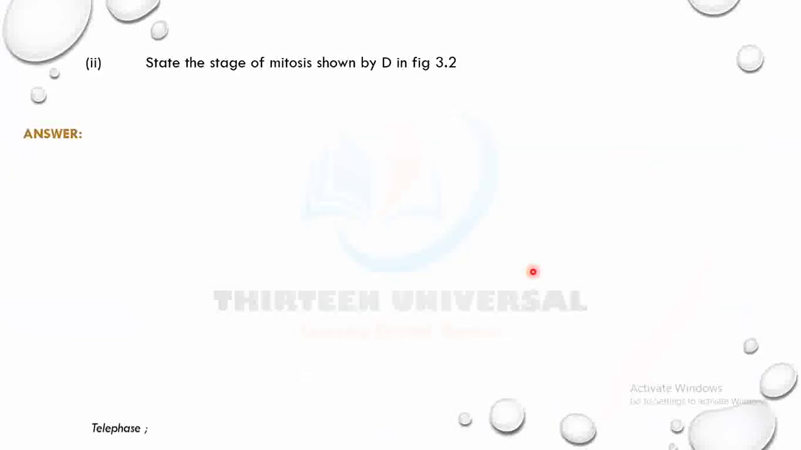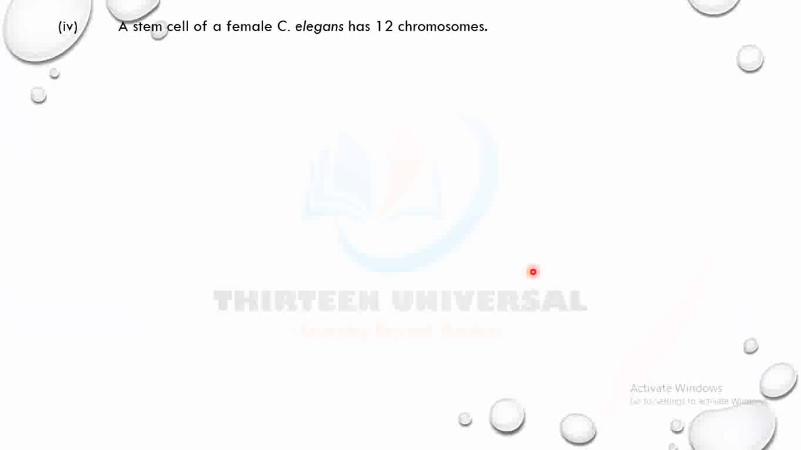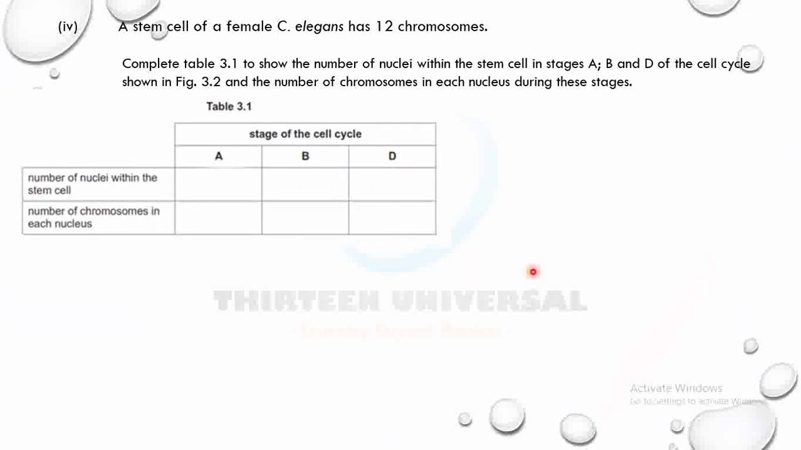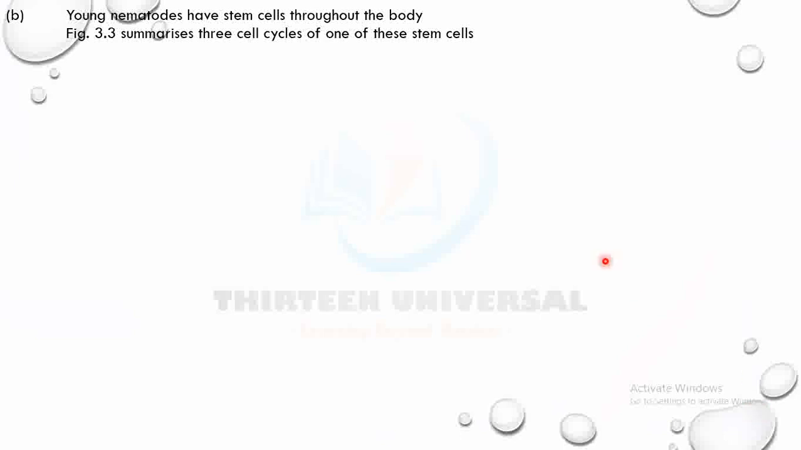So if you go back to that question, guys, look at what they're asking us to do. Alright, 12 is the diploid number, right? The number of nuclei within the stem cell here is one nucleus. This is 2. The number of chromosomes in each nucleus will still be 12 in each nucleus. Each nucleus will contain 12. But if they said in one cell, this could have been 24 because there are two nuclei here, but each of them has 12. Okay, so see that young nematodes have stem cells throughout the body.